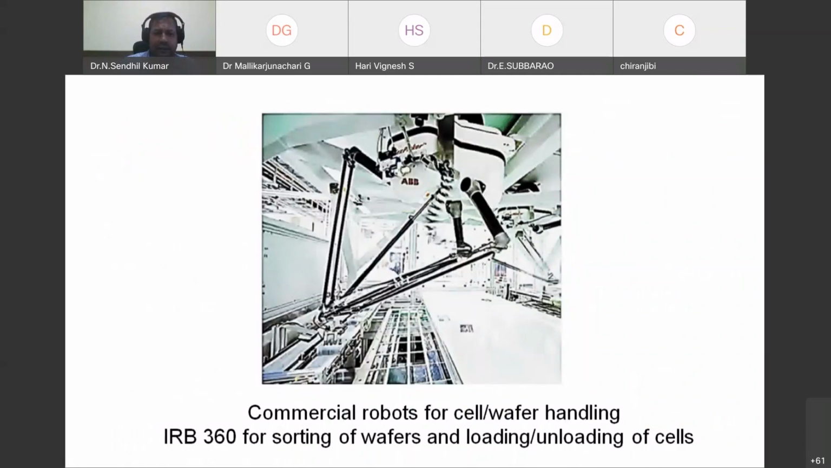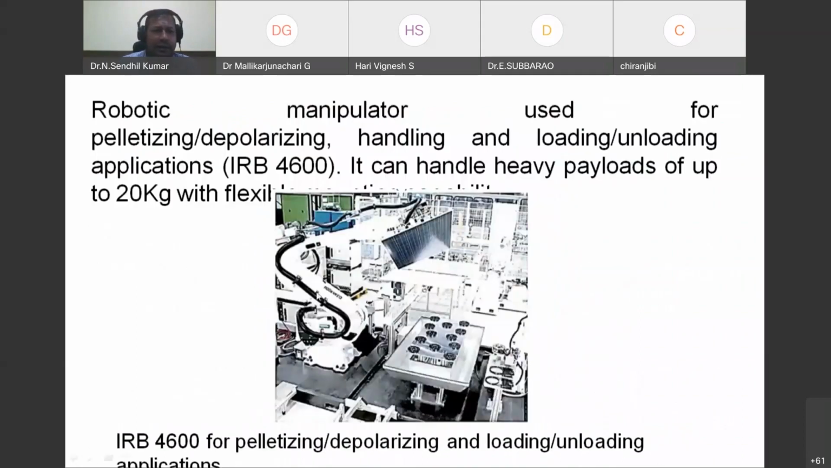And another robot, the IRB 4600, is used for palletizing and depalletizing the solar cells in solar cell manufacturing. This can be used in the operation sector. Again, this is also used for loading and unloading applications.